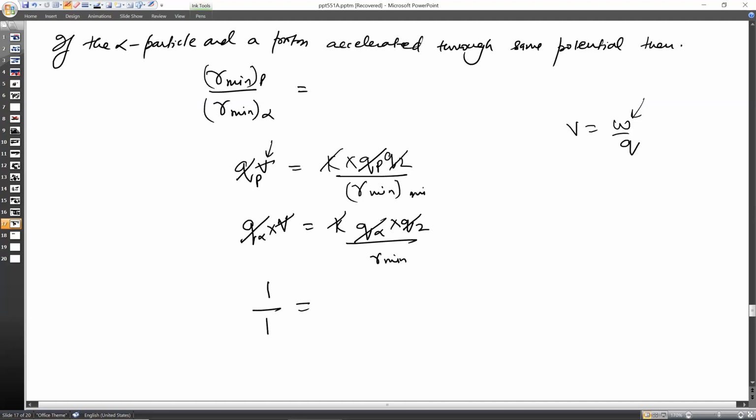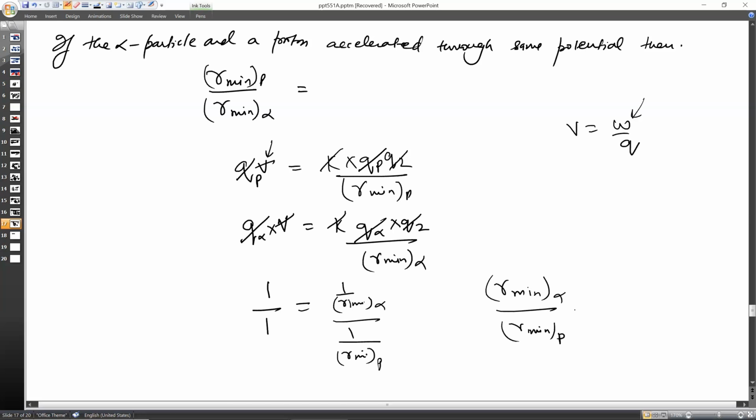Minimum for proton upon alpha particles. So actually this is a ratio because the ratio is 1 here. If you write it this way, 1 upon R minimum for alpha particle upon 1 upon R minimum for proton, you will take the reciprocal. You will write it this way: R minimum for alpha particles upon R minimum for proton will be equal to 1 upon 1. So the ratio will be 1.